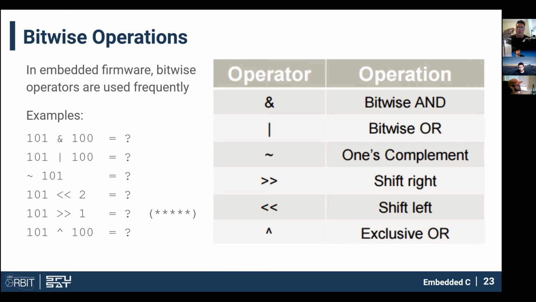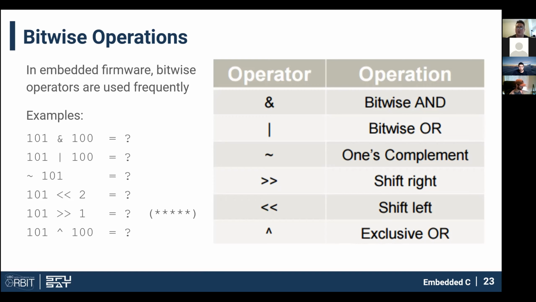Then we have shift right and shift left. Shift right takes all the bits and shifts them to the right, and shift left takes all the bits and shifts them to the left. And I will mention in a second that you need to be careful when using these, because there are specific different implementations depending on what variable you're shifting, and also depending on what compiler you're compiling your code with. So you have to be really careful using those.